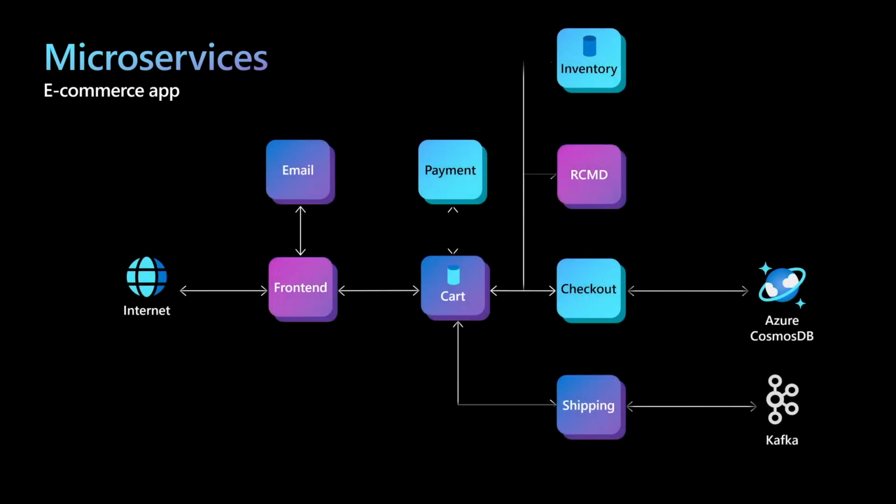A typical microservice might look something like this: several small purpose-built services all talking to each other. Some of the services also talk to external resources to store state or ingest events. Getting an application like this up and running and keeping it running has proven to be challenging.